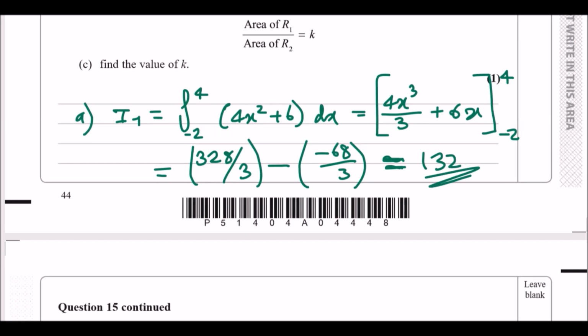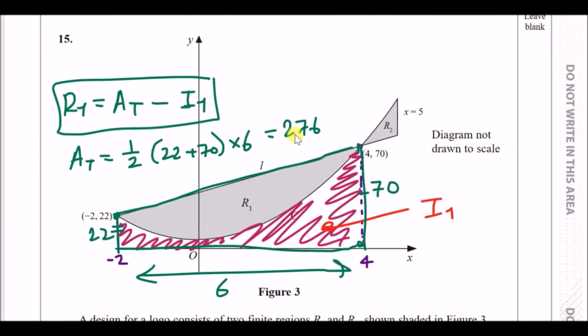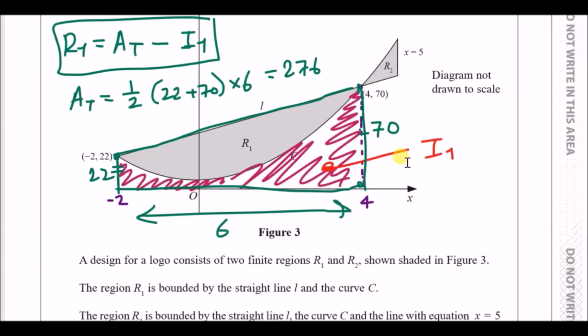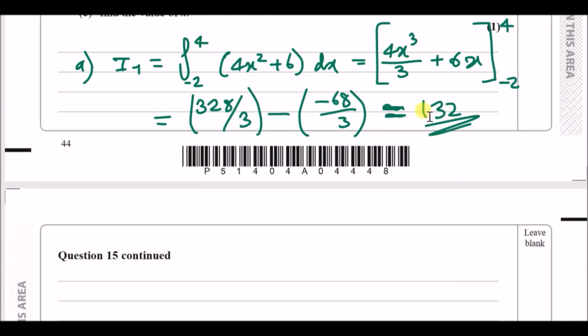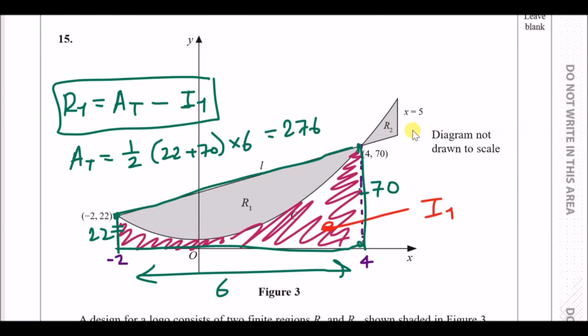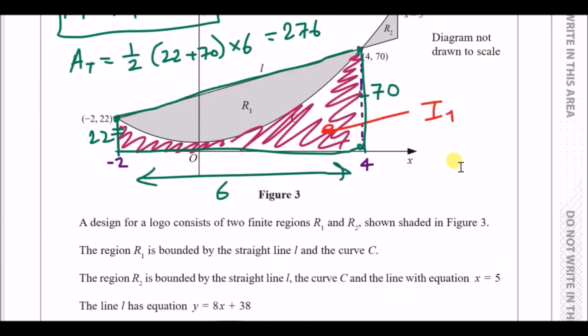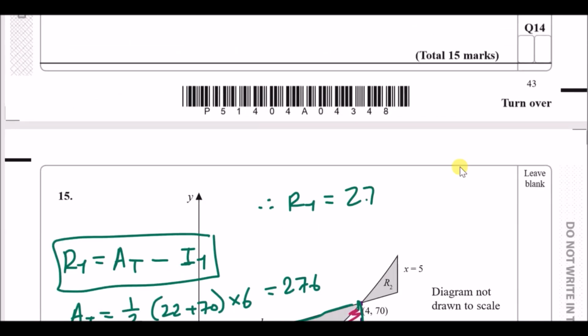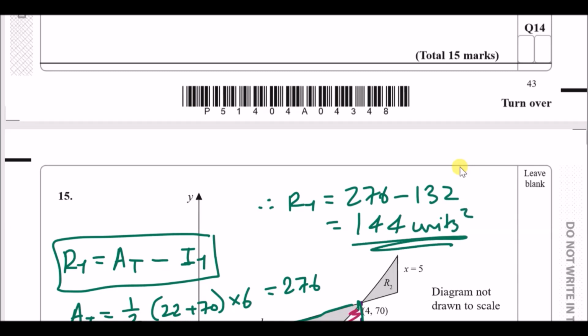Now that kind of looks legit, because if you look at the values, we got 276 for the whole trapezium, and to be honest, I don't know which side is actually bigger, but as long as your I1, your area under the curve, is smaller than your actual trapezium, then it looks alright. So now we can say, therefore R1 must be the difference between 276 and 132. So just write it down to show you guys. 276 minus 132. Calculating this, you should get 144 units squared. It's good to give it a name, yeah?